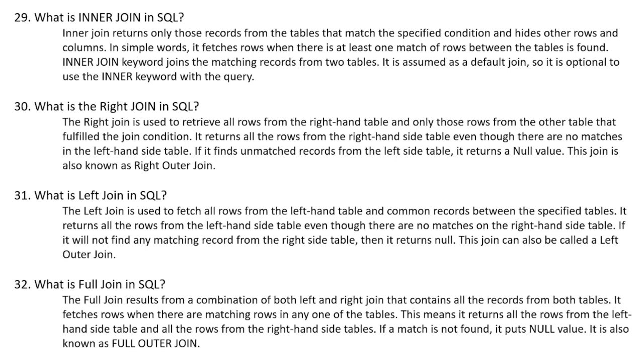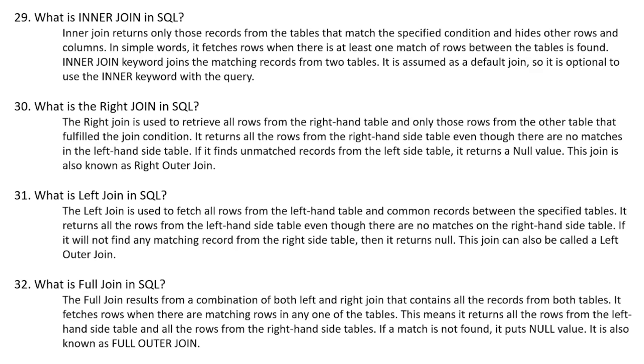Question 31. What is left join in SQL? Answer: the left join is used to fetch all rows from the left-hand table and common records between the specified tables. It returns all the rows from the left-hand side table even though there are no matches on the right-hand side table. If it does not find any matching record from the right side table, then it returns null. This join can also be called a left outer join.